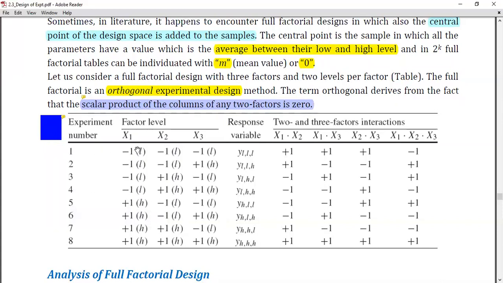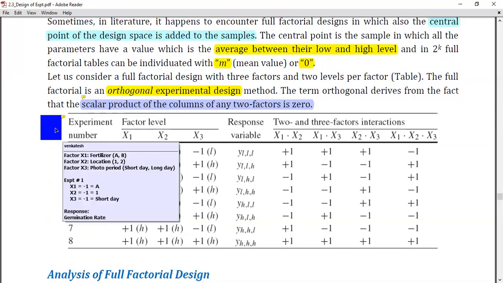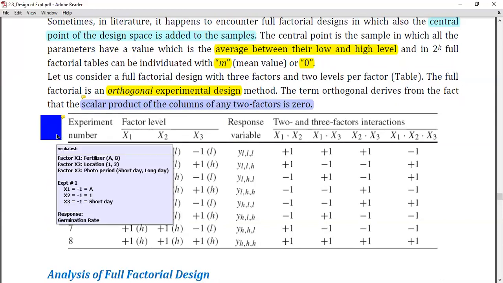First experiment, I have coded it as x1, x2, x3 factor levels. I'm taking -1, -1, -1, all -1. What is the meaning of that? I have taken -1 for x1, -1 for x2, the lower value, and short day for x3.